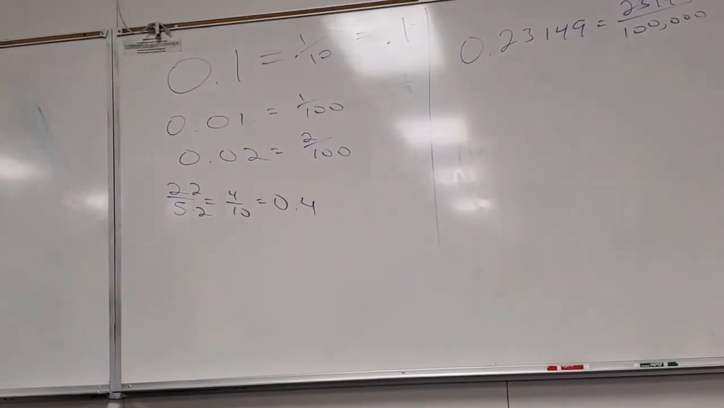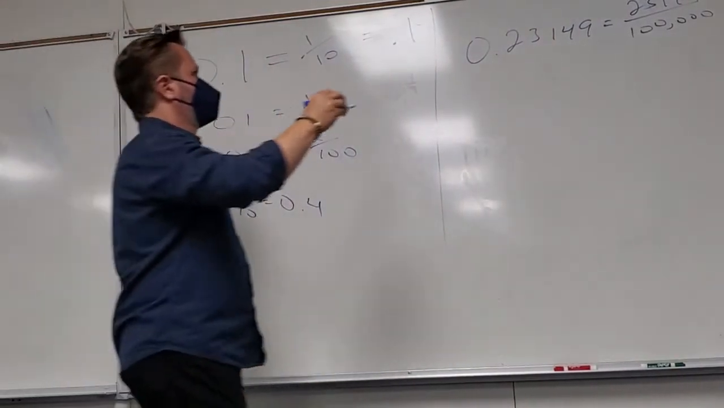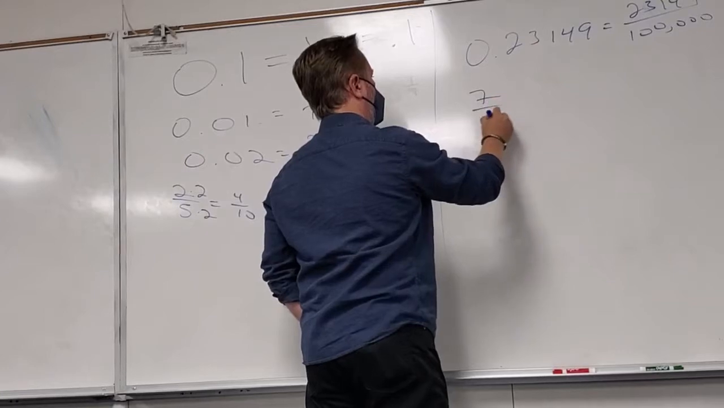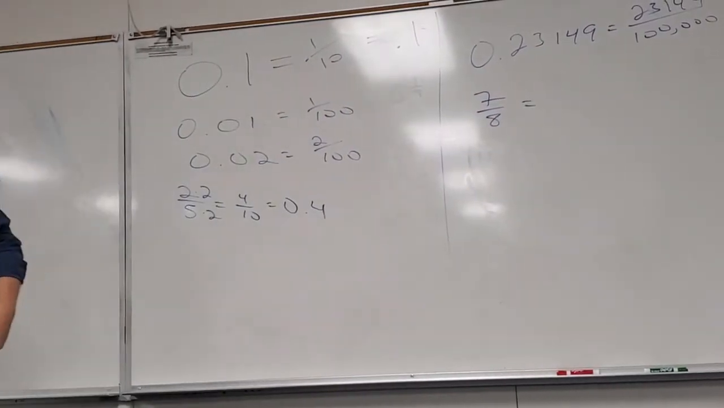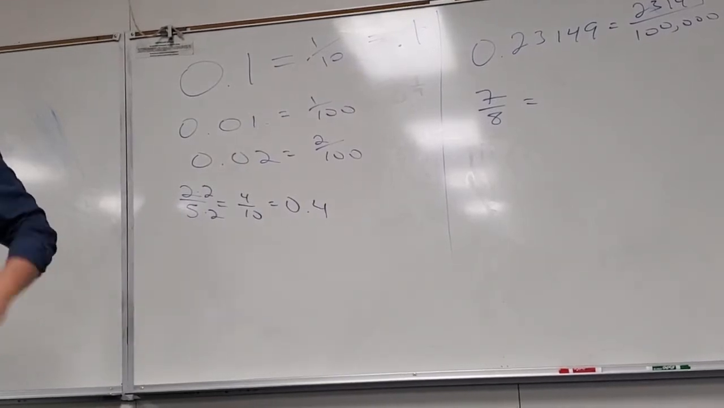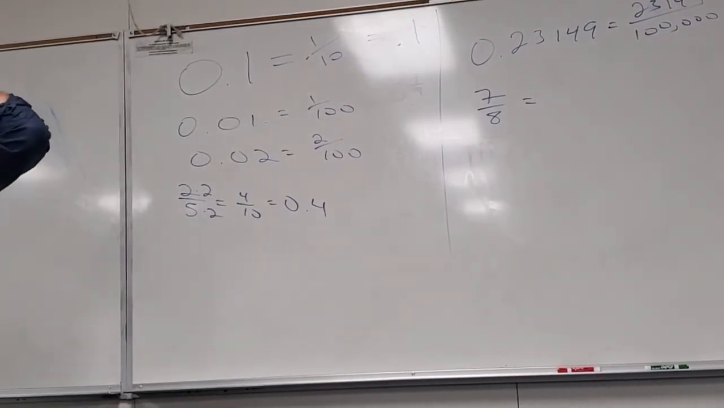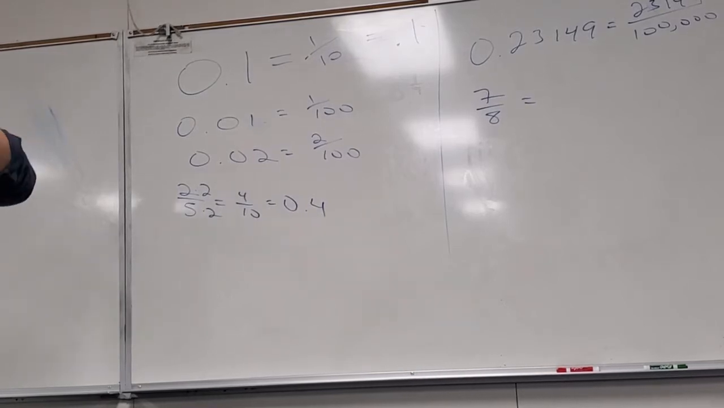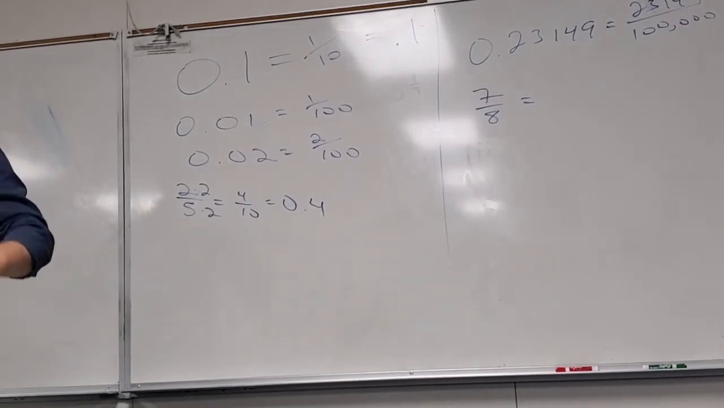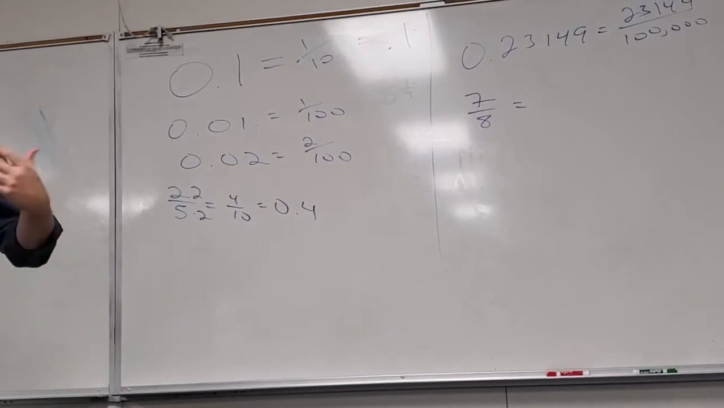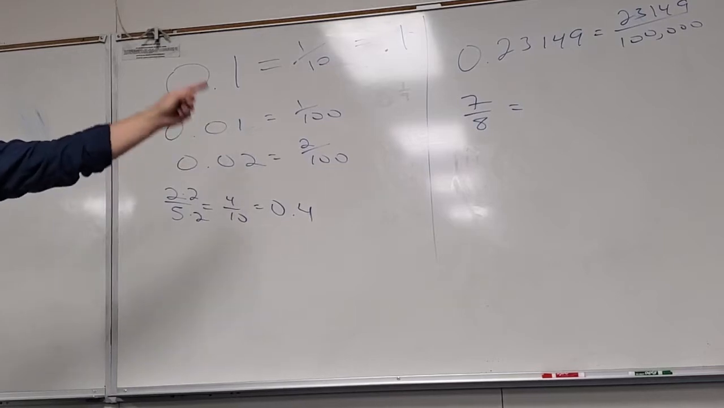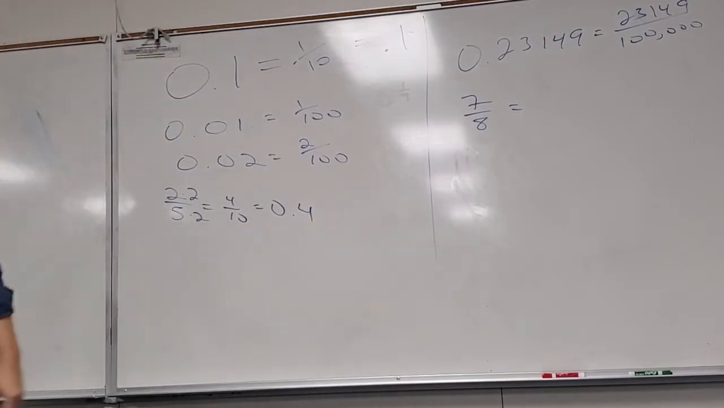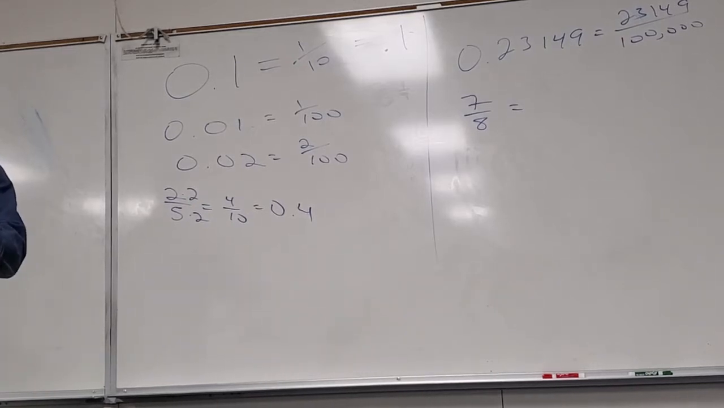Let's see. What about this? I want to make that into a decimal. The most direct way would be to do what? Multiply by 10? No, because that would make the bottom 80, which is not a power of 10. The bottom needs to be 10, 100, 1,000, so it fits into our number system. Is it easy to make 8 become 10 or 100? Do you know it right off the bat? How do you do it?